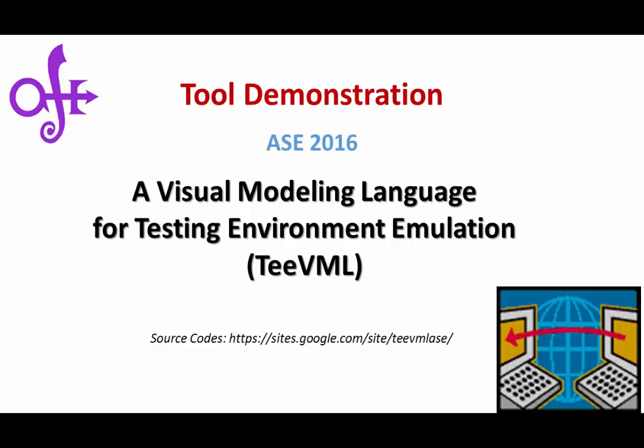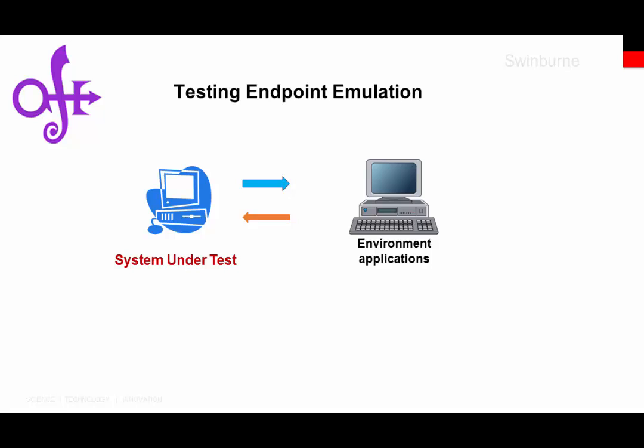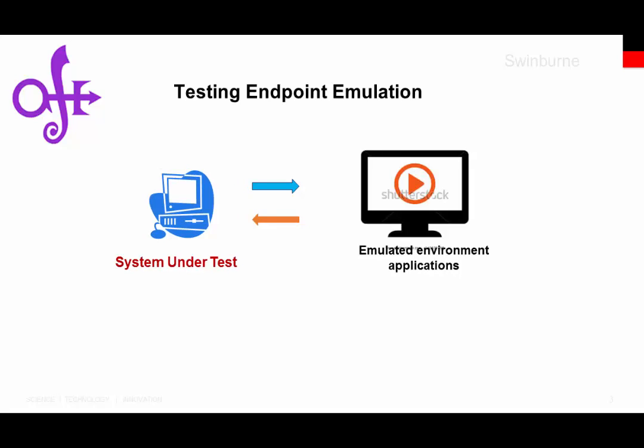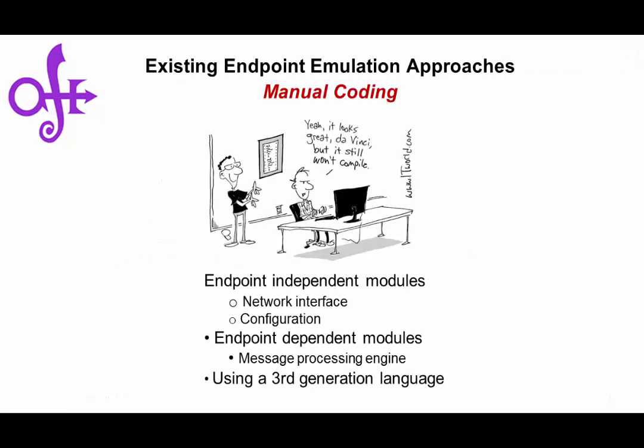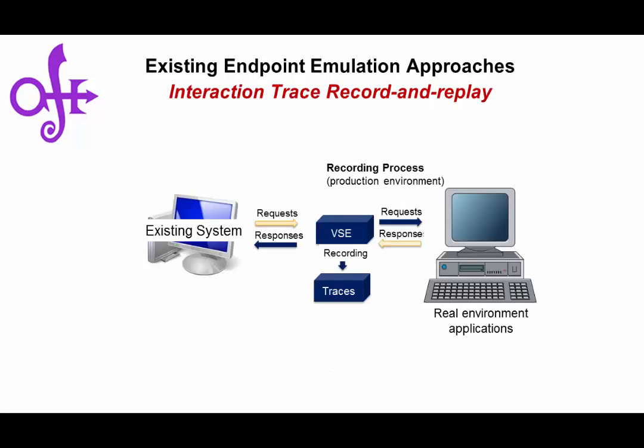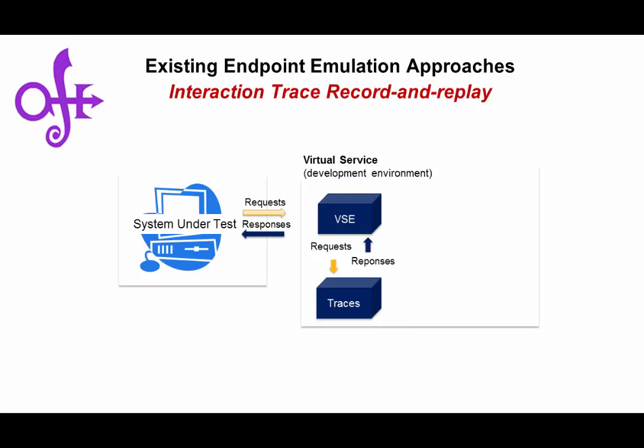Here, I give a demonstration on how a testing endpoint can be emulated by our approach. Software emulation is an approach to model the external behavior of a system. There are two existing approaches. One is manually coding endpoints, and its development cost is high. Another one is interaction trace recording and replay, and it relies on the trace data availability.